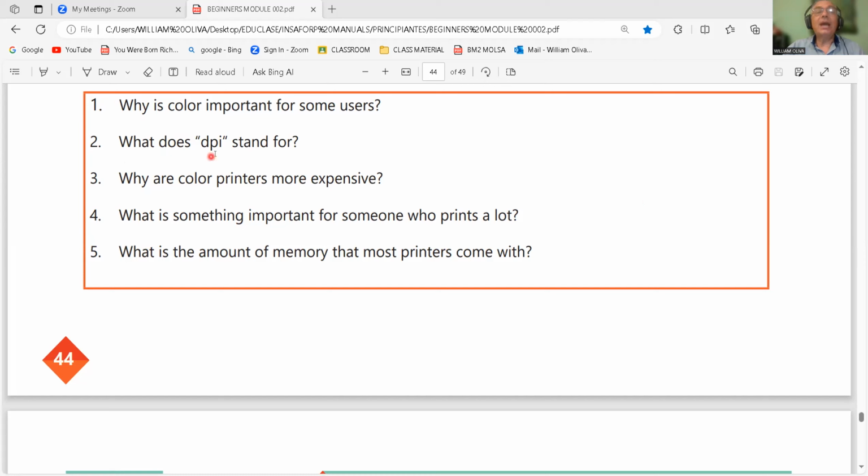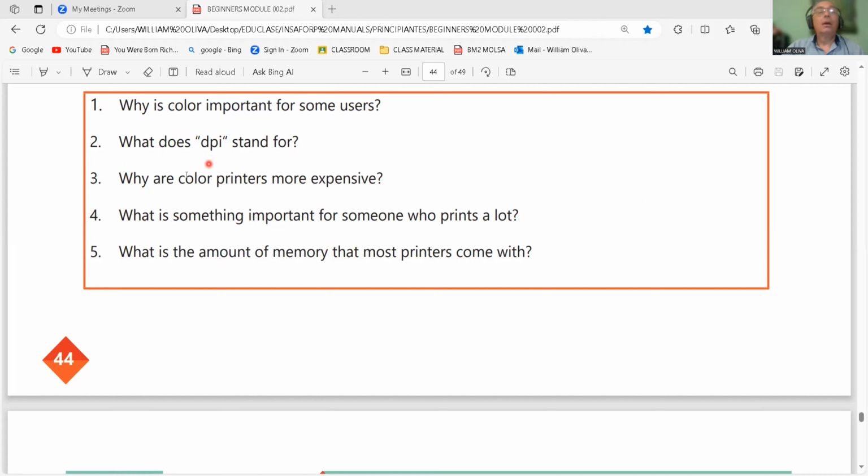What does DPI stand for? The resolution of the image. Images. The stress goes on the I, on the E.